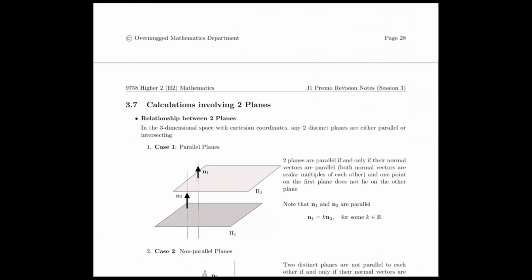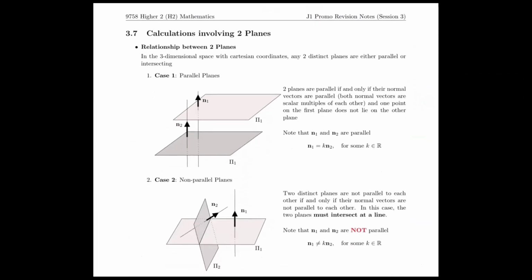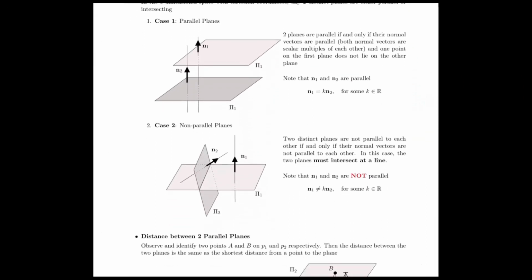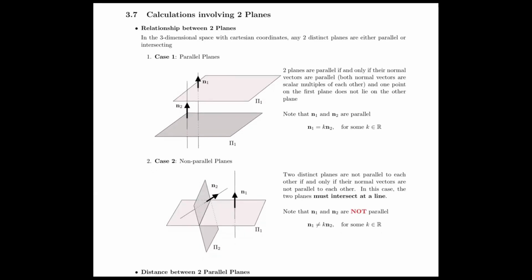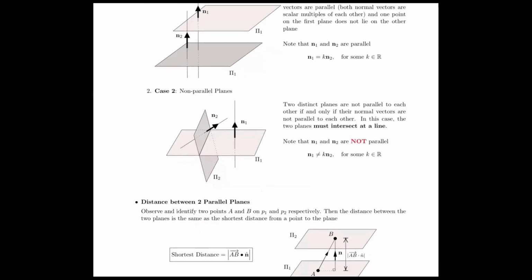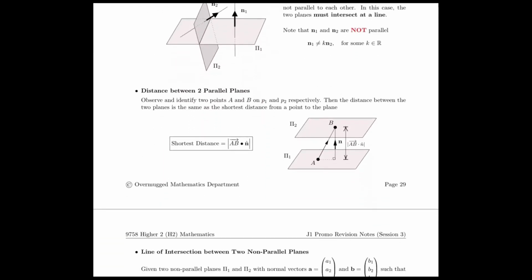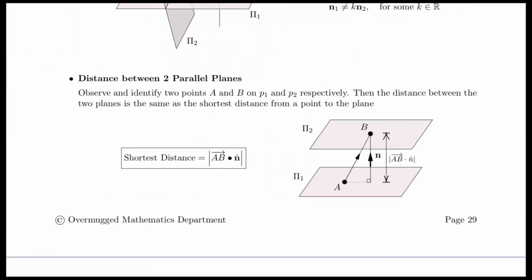Moving on, calculations involving two planes. You need to know the relationship between two planes, whether they are parallel or whether they intersect. So two different cases: if they're parallel, their normal vectors are parallel, obviously. If they are non-parallel, their normal vectors are not parallel. As simple as that. The distance between two planes, this is the formula. This one is a little bit rare. Some schools didn't teach this, so just be careful. The distance between two parallel planes will be the AB vector, sorry, a point on A, a point on B, you find the direction vector, dot with the unit normal. It's just a formula.